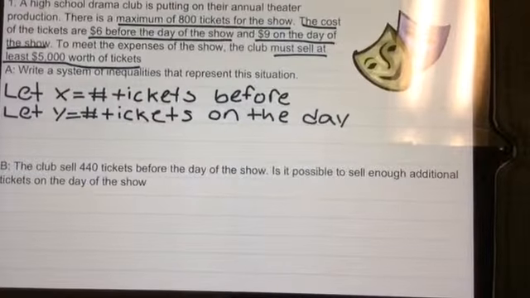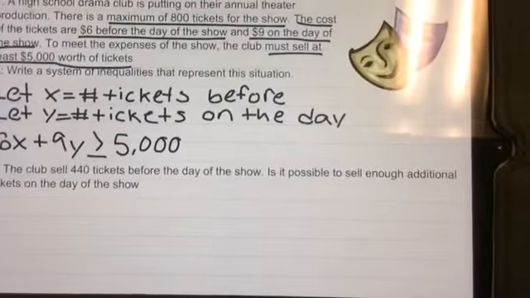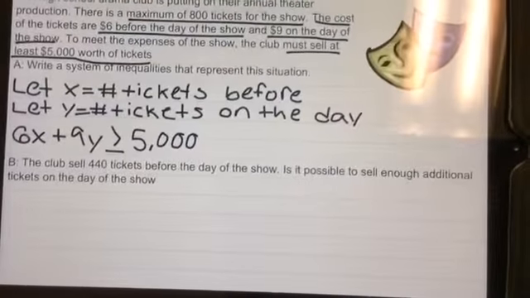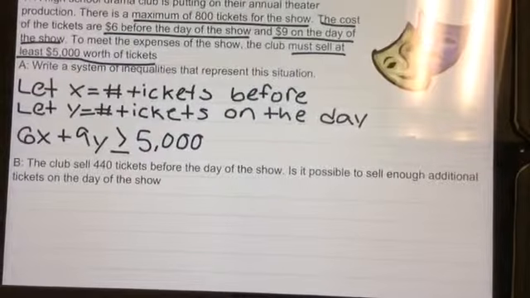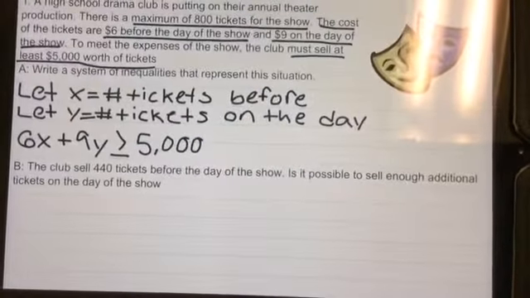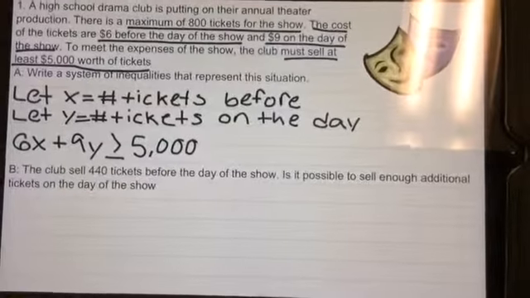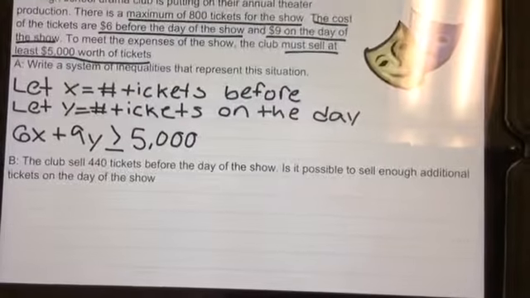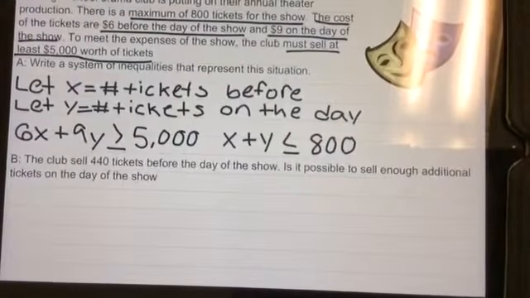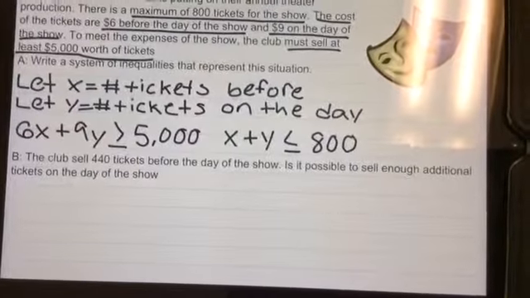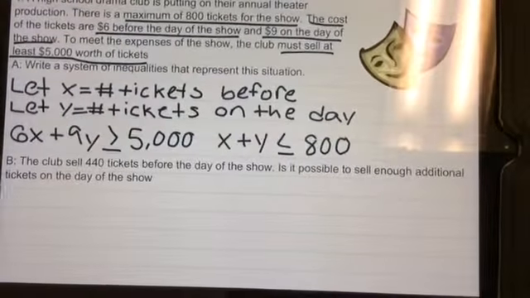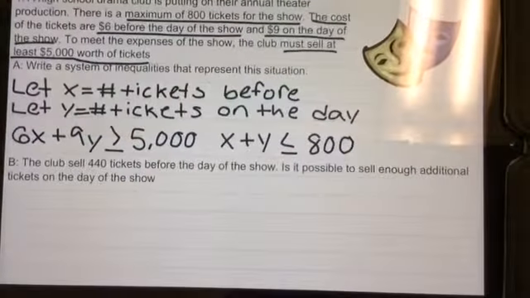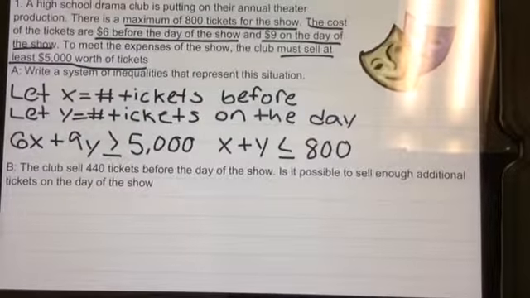For the first inequality, you have to plug in $6 for x because that's how much the tickets cost before the day of the show. The same goes for the 9. That's how much the tickets cost the day of the show. It has to be at least $5,000 because that's at least how much they have to earn from their tickets. The second inequality shows that the total number of tickets has to be at most 800, because 800 is the maximum number of tickets they have for the show, and it can't be higher. And this is your answer for this part of the problem.